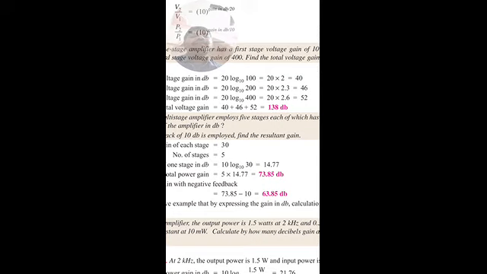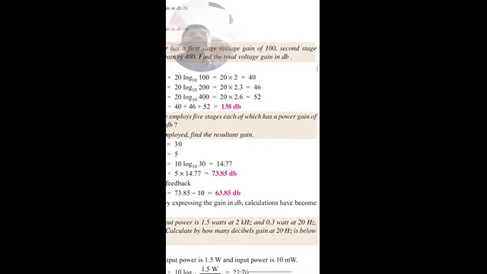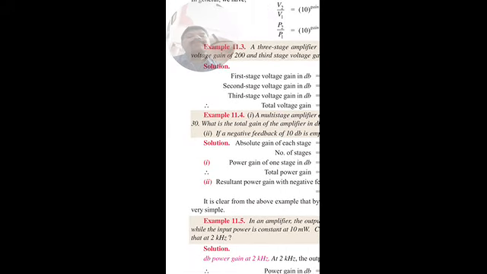Now another problem, we'll see. A multi-stage amplifier employs 5 stages, that is n is equal to 5, number of stages, each of which has a power gain. Each stage has a power gain of 30. What is the total gain of amplifier in dB? So the gain of each stage is 30, and we have 5 stages.